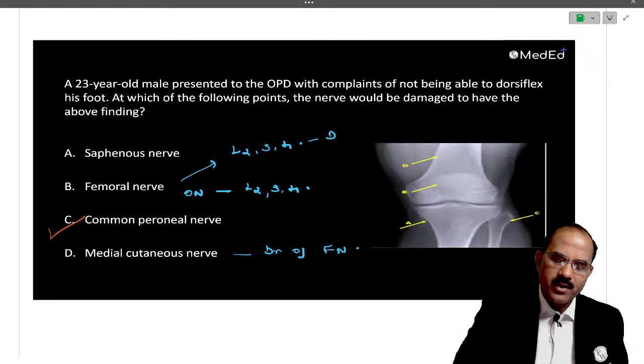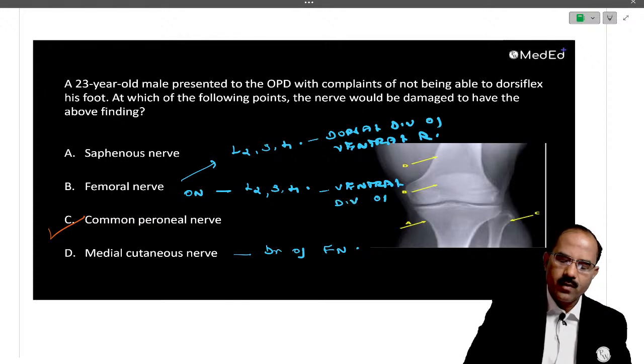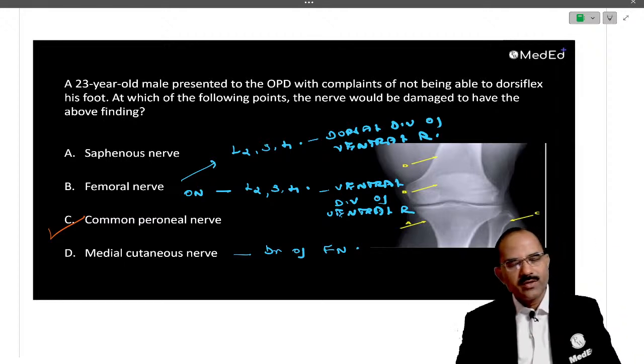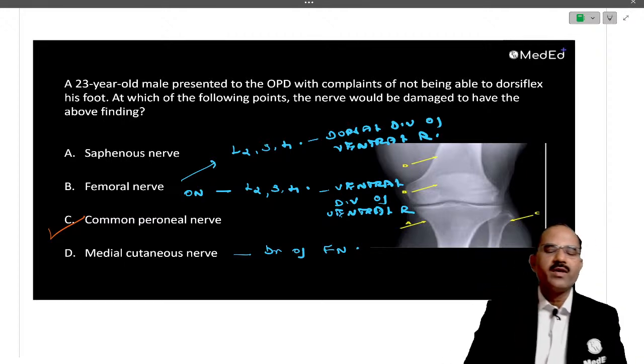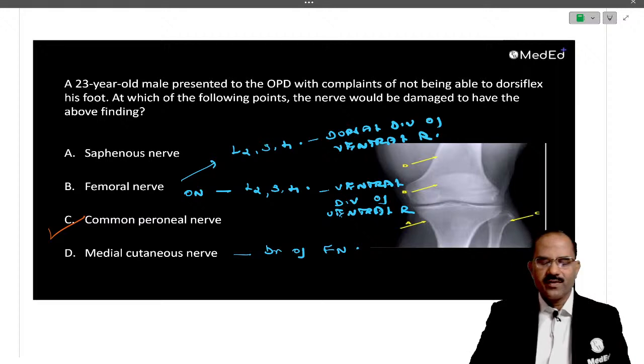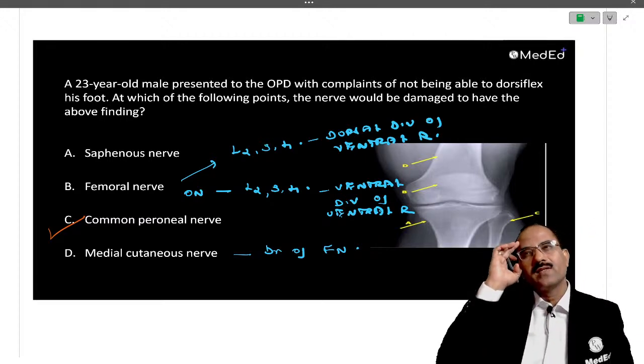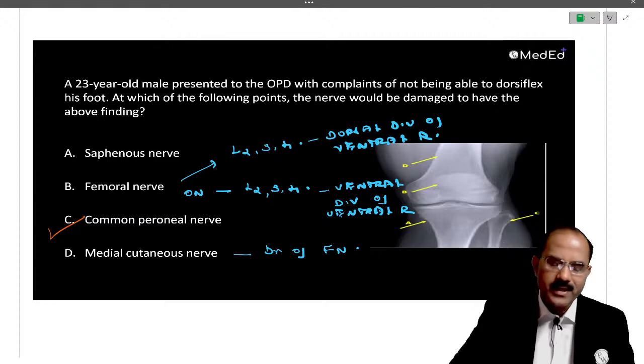Yes, very good. So femoral nerve is formed by the dorsal divisions of the ventral rami of L2, L3, L4, and obturator nerve is formed by the ventral divisions of the ventral rami of L2, L3, L4. Dorsal is posterior division, ventral is anterior. Very good. Excellent. Okay, anything else? That's fine.